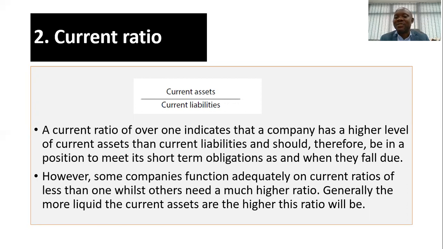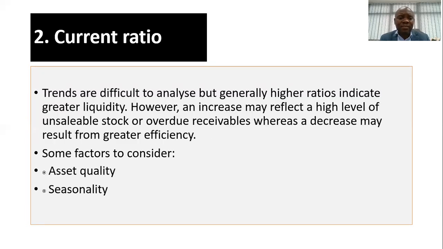However, some companies function adequately on current ratios of less than 1, whilst others need a much higher ratio. So you need to understand what the industry standard is. Don't just say, no, it's less than 1, it's not doing fine. You don't need to do that. That's why I said you investigate the elements within the current assets. Then we have the asset test. Some factors that you would consider are asset quality and seasonality. That is very important to look at.